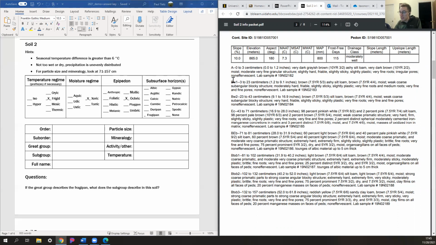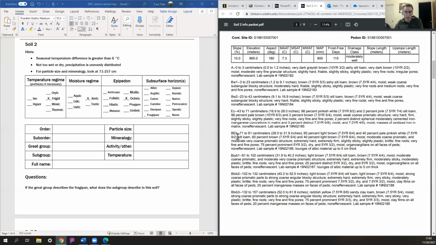Going through the letters, we have BWs. BWs usually makes me think cambic, so I'll keep that one in mind. An E horizon is making me think of albic materials or albic horizon. BT is argillic, maybe, and then BX is usually a fragipan. So there's quite a few options for us right away.